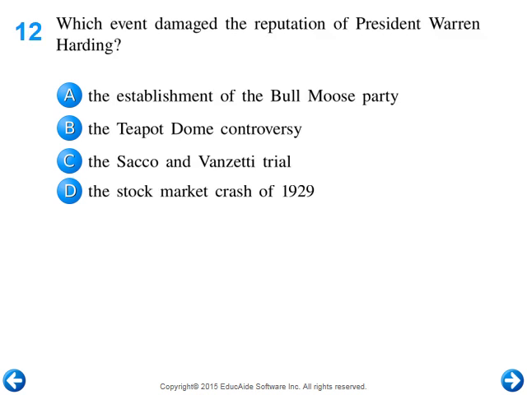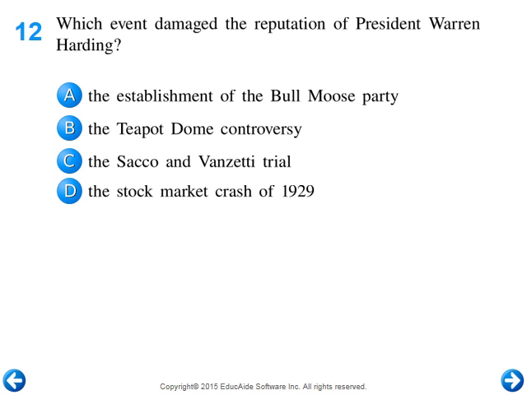Number 12. Which event damaged the reputation of President Warren Harding? Okay, Warren Harding was the president who was a bit of a partier. It has become public knowledge since his presidency that he fathered several children out of wedlock. He is the president who lost the presidential china in a card game at the White House. He was a bit of a partier. He also trusted his little group of people that he brought with him, his advisors and everything, to the point that it didn't lead to his downfall because he had passed away before all the details of everything came out.